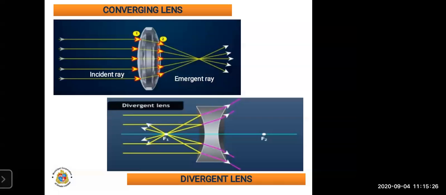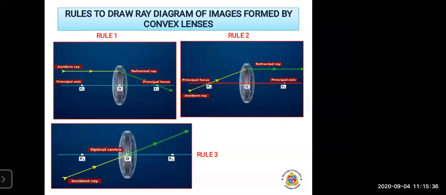So there is the converging lens and the divergent lens. Next point: what are the rules to draw the ray diagram of images formed by a convex lens? What are the rules to draw the ray diagrams? Look at the first diagram. All the rules are for the convex lens. What type of images are formed when the light rays get incident? So these are the rules.